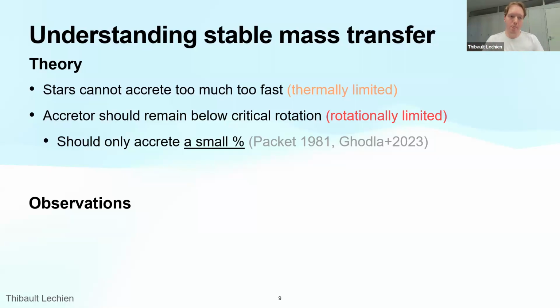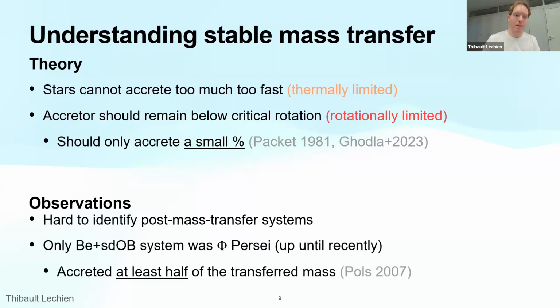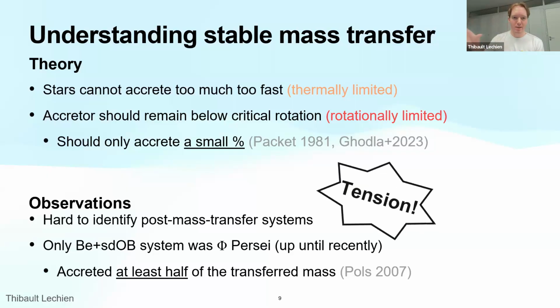And then on the observation side, it's quite difficult to identify these post-mass transfer systems, especially in these extreme mass ratio cases, because of the difference in brightness between these two stars. And up until a few years ago, the only system was Phi Persei, which had accurate dynamical masses, and it was found to have accreted at least half of the transferred mass. And so there's this tension between theory and observations. One says it should be a small percentage of accretion. The other says it should be at least half.